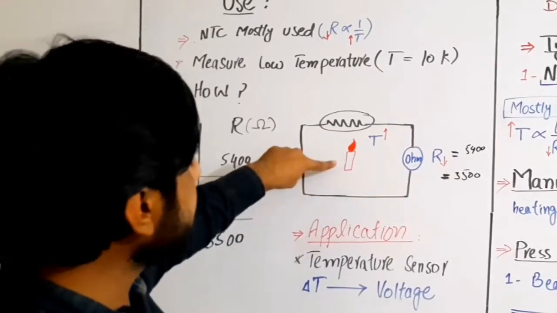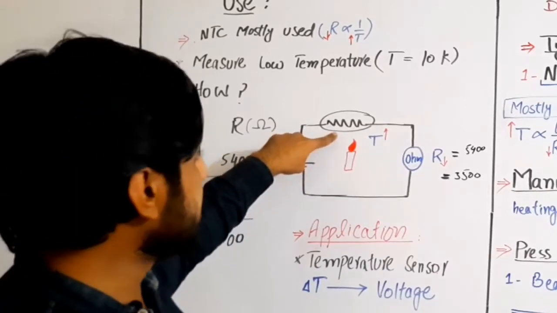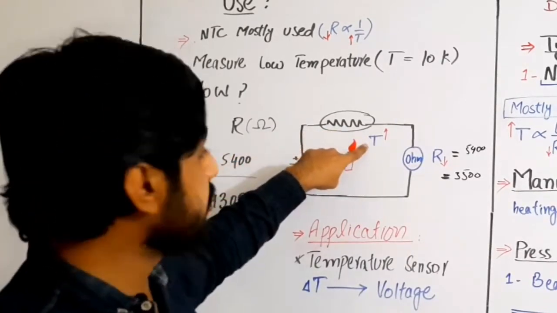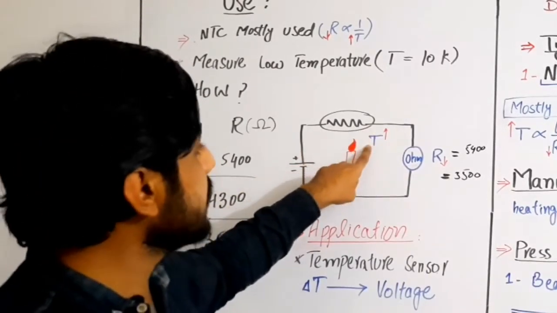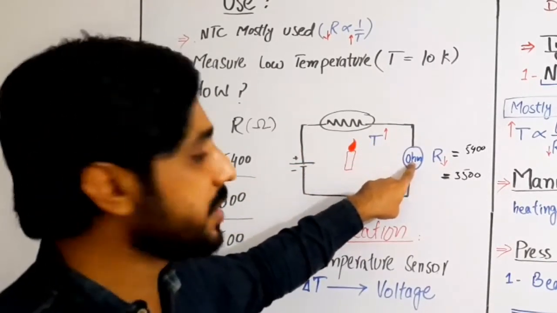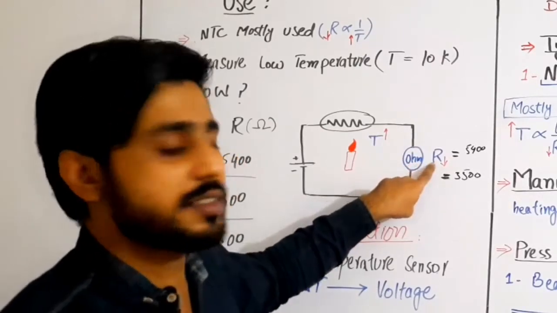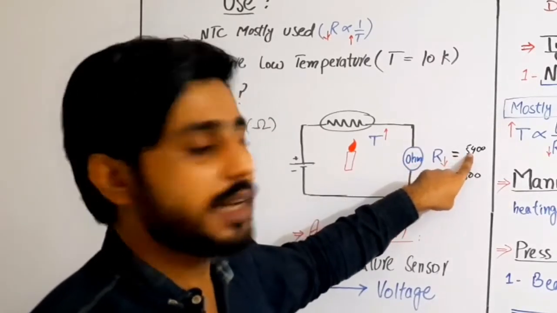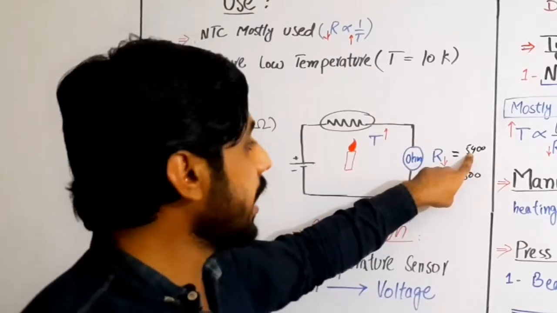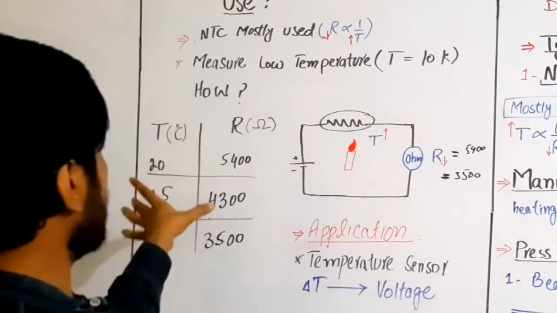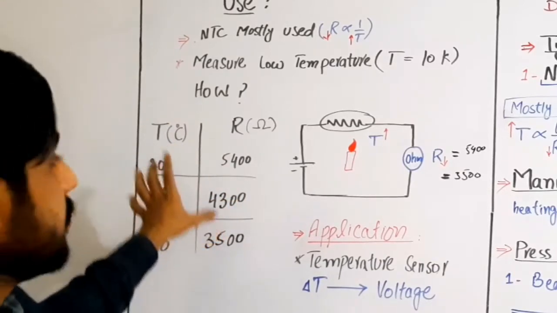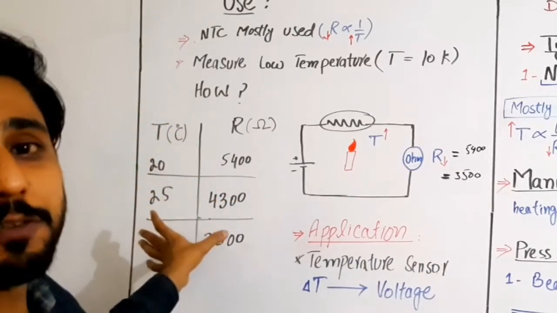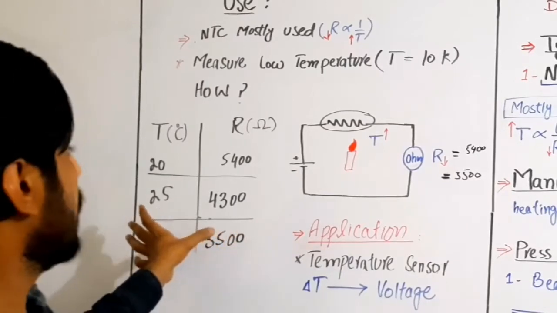So if we heat the thermistor, the temperature of the thermistor increases. By increasing temperature, the resistance will decrease. That decreasing resistance will be measured by the ohm meter. This ohm meter will give us the reading of resistance. Let it be 5400, and we have a table. In this table, I already mentioned the different values which are calculated by a formula. That formula is not given in our book.